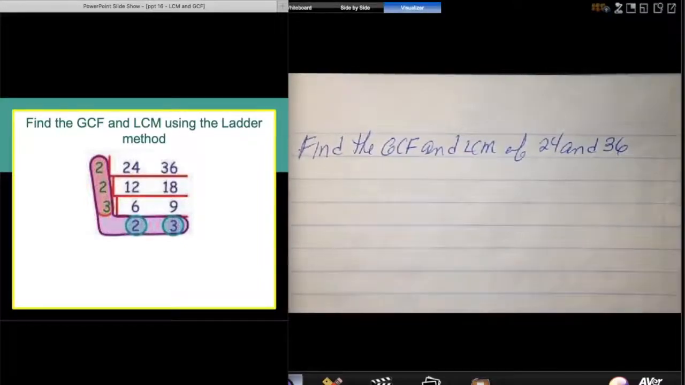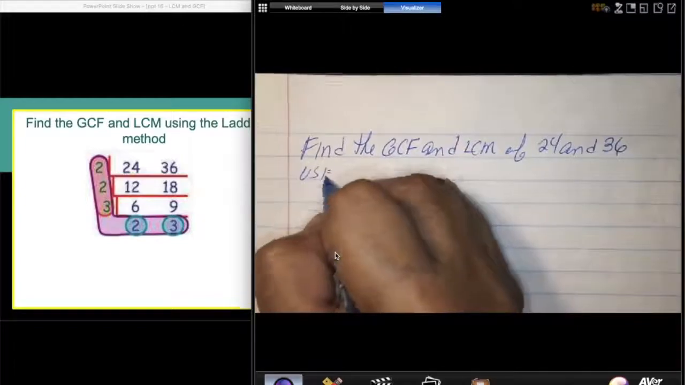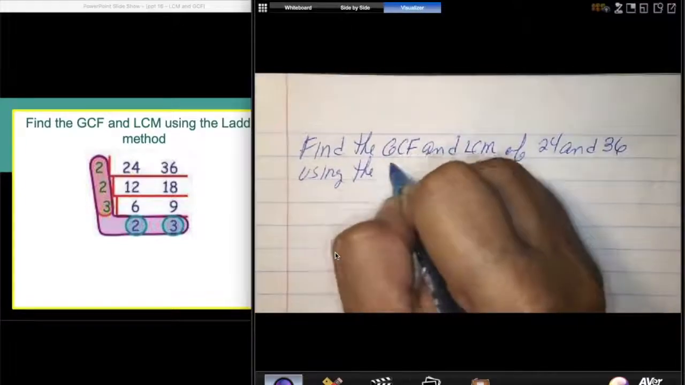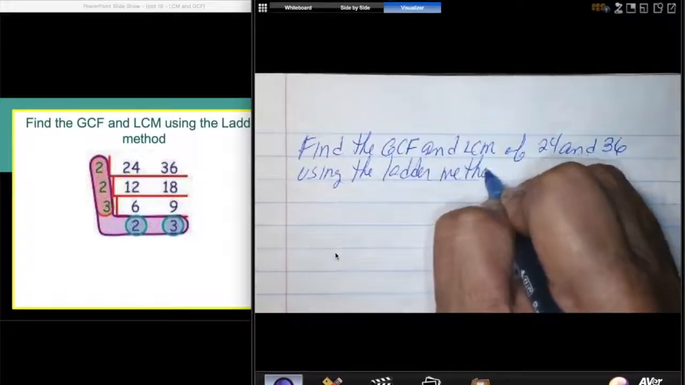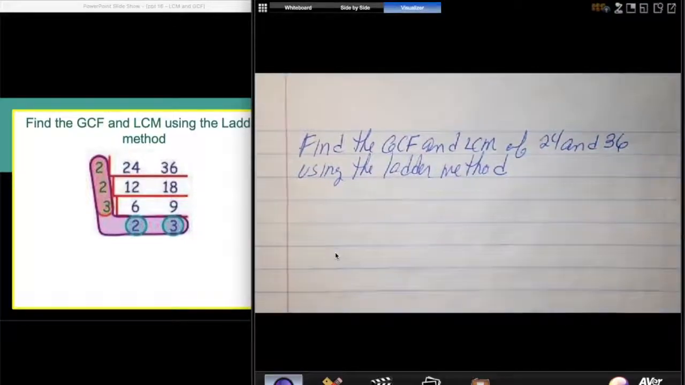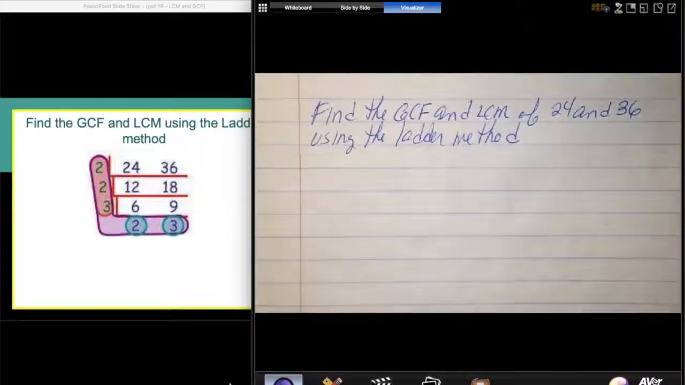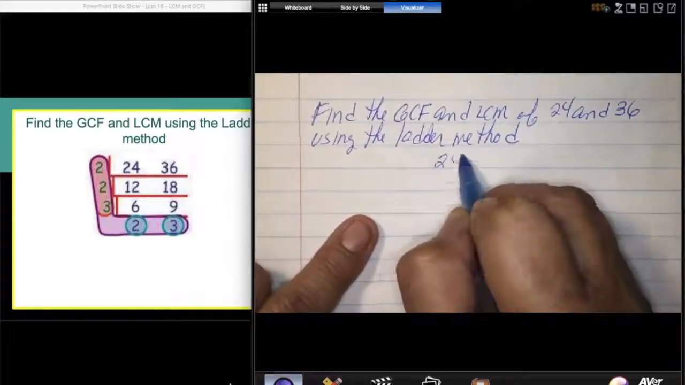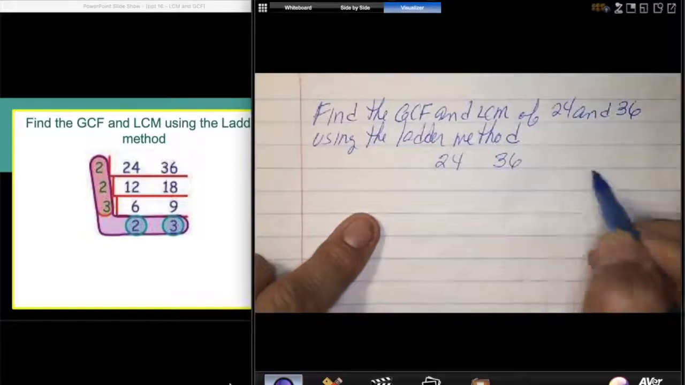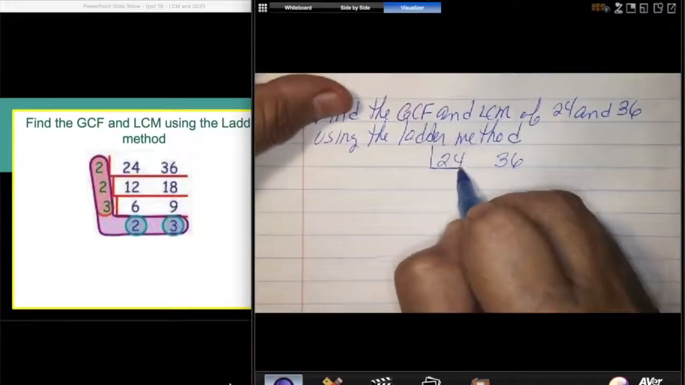Using the ladder method. Find the GCF and LCM of 24 and 36 using the ladder method. Let's go ahead and write the 24 and the 36 next to each other. You can leave a little space. And we're going to draw an L.